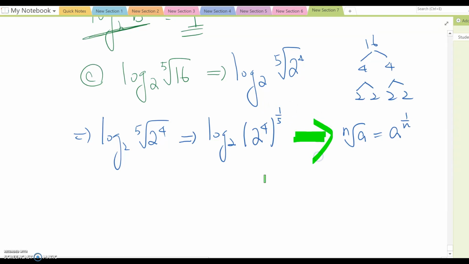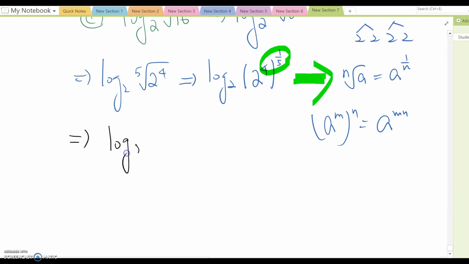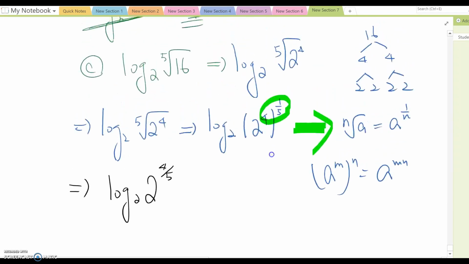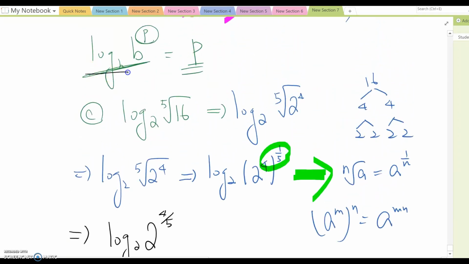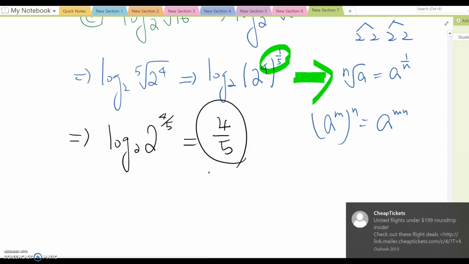By this property, you can now multiply the exponents based on the property a to the m, to the n, equals a to the mn, right? Therefore, this becomes log base 2 of 2 to the 4 over 5th power. We just confirmed that log base b of b to the p power is p. So in this case, 4 over 5 is the answer. Okay.